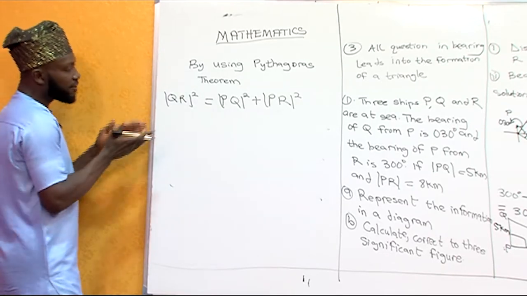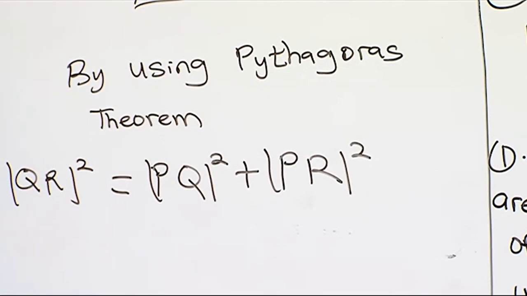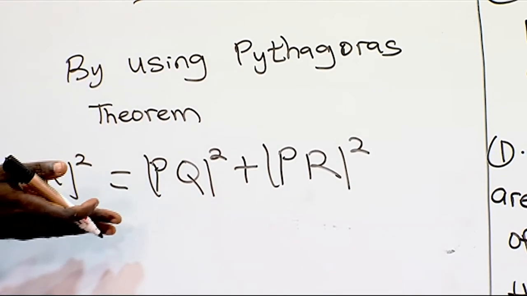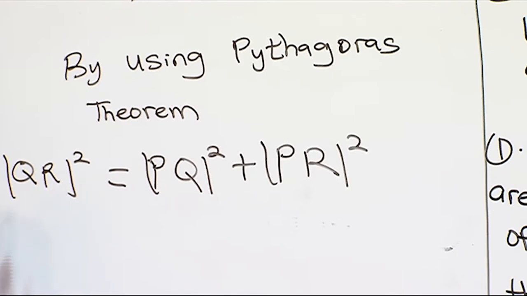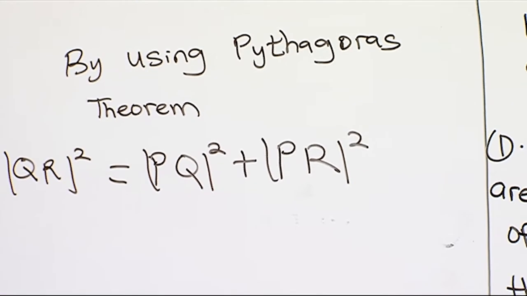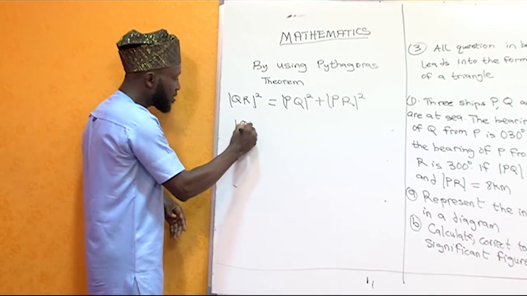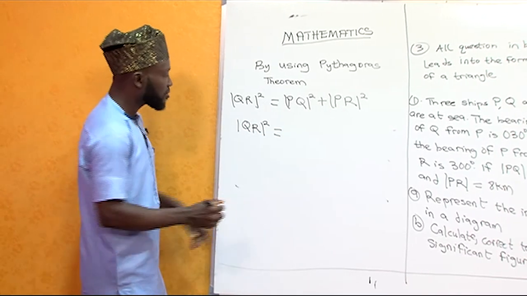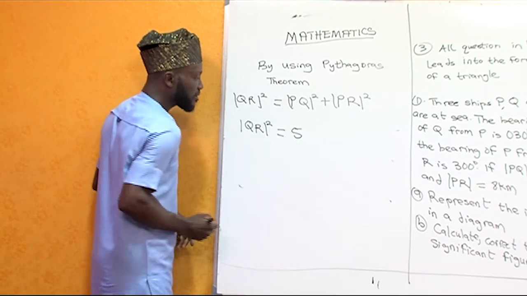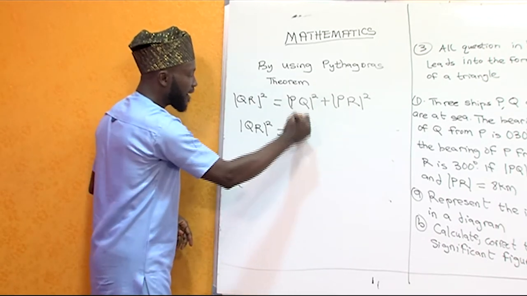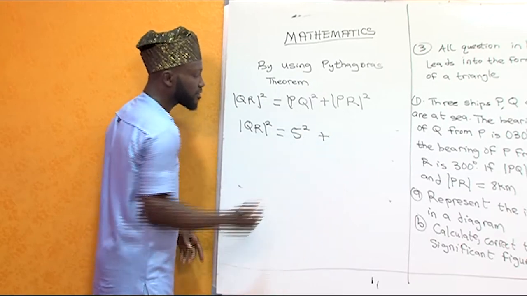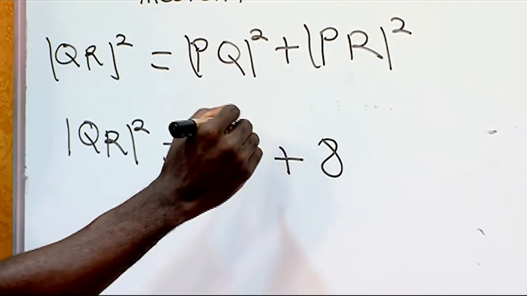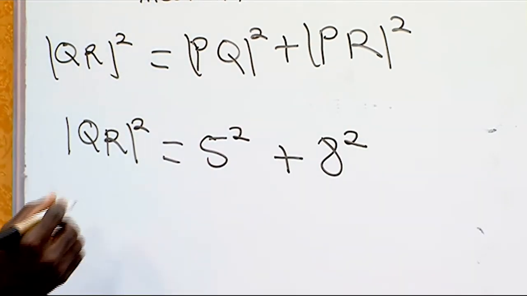Now, since we are looking for QR, all we just need to do is substitute whatever we have from the diagram into this equation. Then we'll be able to get our QR. So from here, we have QR raised to power 2 is equal to, our PQ is 5 kilometer, which is the same thing as 5 raised to power 2, plus our PR is 8 kilometer, which is 8 raised to power 2.